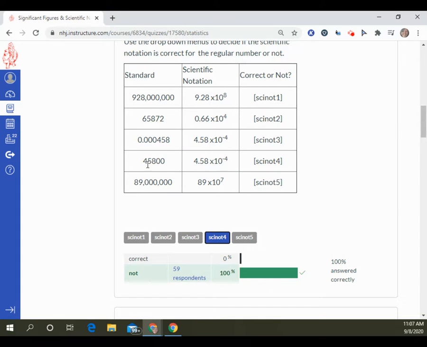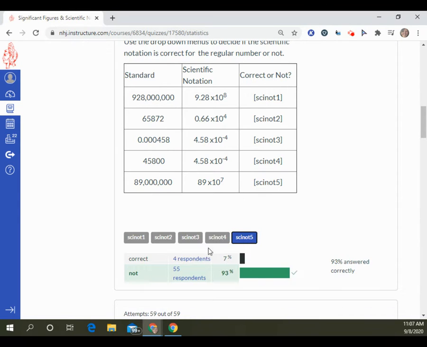The next one is not correct because I have 45,800, and so the first factor is between 1 and 10, but the exponent is negative, and this is a big number, so it should be a positive exponent. The last one is not correct. Most people got that, but 89 is not between 1 and 10, so that makes it automatically incorrect.